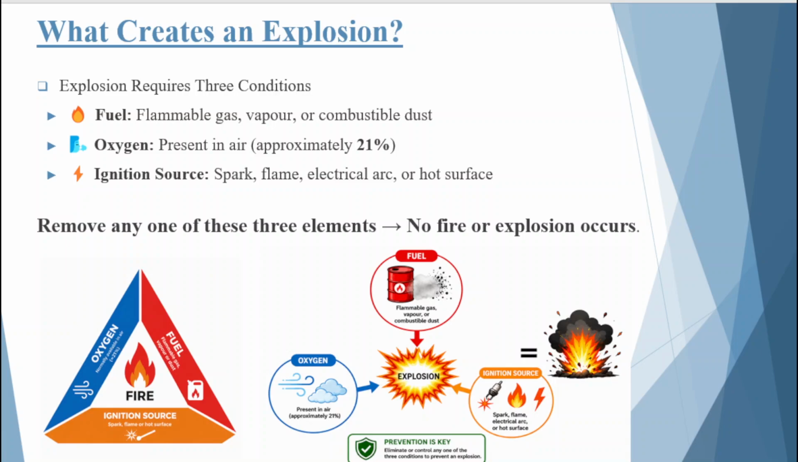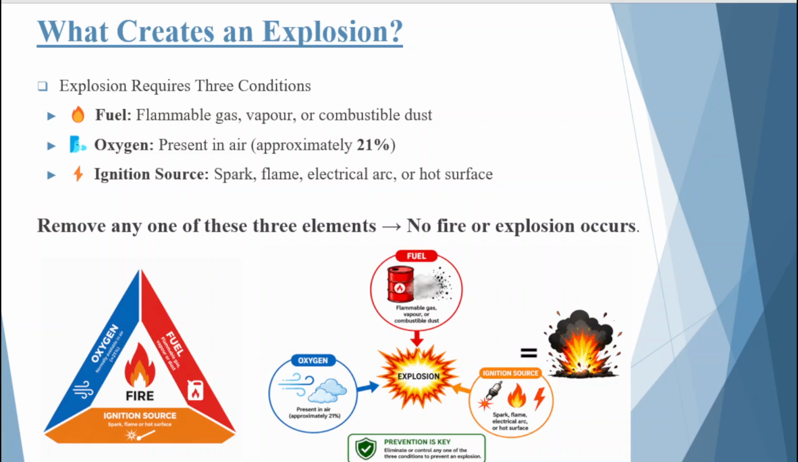The most important point to remember is that if we remove any one of these three elements, the explosion cannot occur. This simple principle forms the basis of industrial fire and explosion prevention.